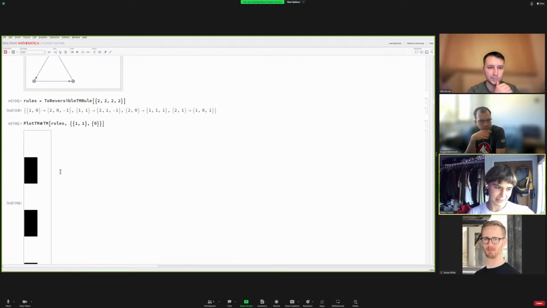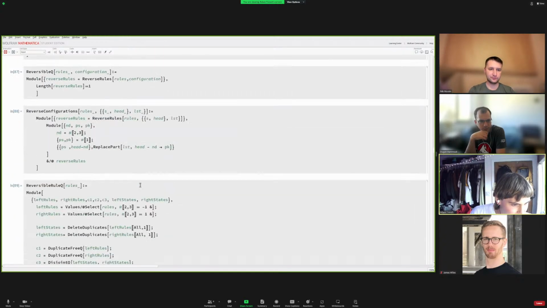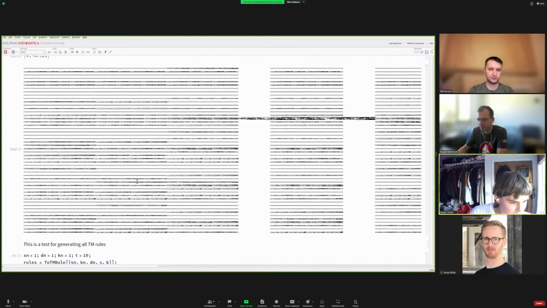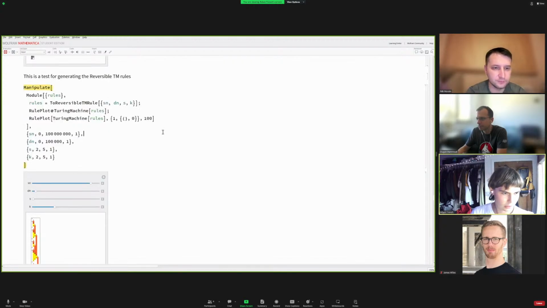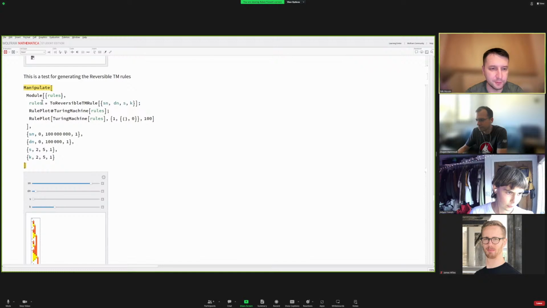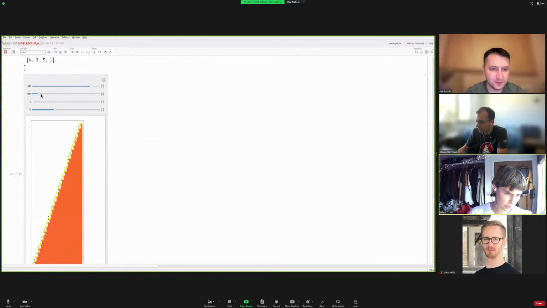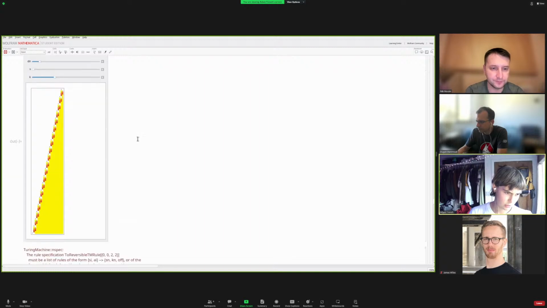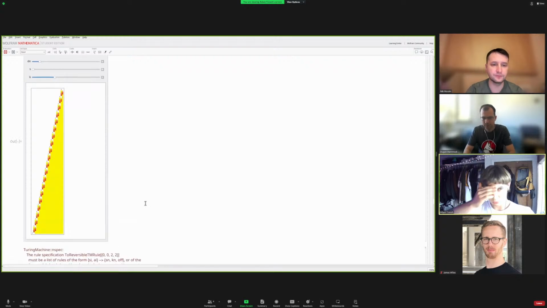I can quickly make a manipulate, I think. Actually, I might actually have one. But these are on infinite tapes. And oh yeah, here I have used the Wolfram one. Yeah, looks familiar. But this is a reversible Turing machine on an infinite tape, and that's what one would look like.